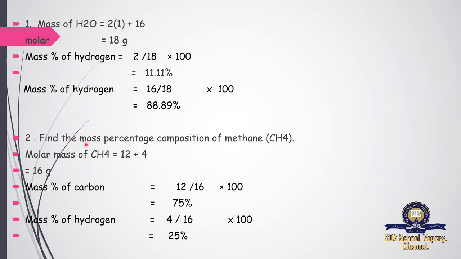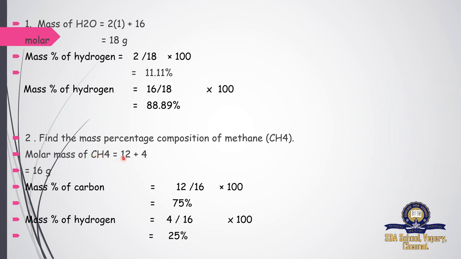Next, find the mass percentage composition of methane. Methane's molecular formula is CH4. Whatever the compound we need to find the composition of, before that we have to know the molecular formula. Based on the molecular formula only, we know how many elements are present. Then we come to know the atomic mass of each element, and only then can we do the mass percentage. Here, the molar mass of methane, CH4.